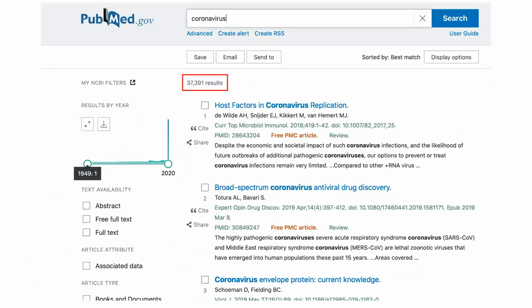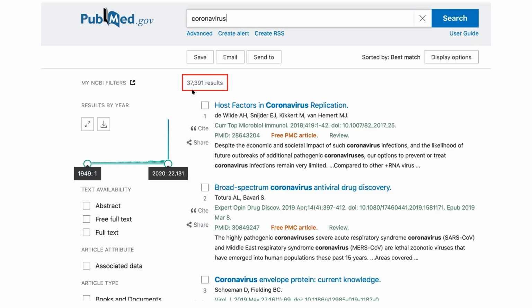Here you can see for coronavirus, again, the first publication was back in the 1940s, but you can see in 2020 a huge spike in how many are actually there. You can see that there's a total of about 37,391 results in total. So how many were in 2020? 22,131. So practically, what would it be? 2/3 of all of the publications about coronaviruses were in 2020.